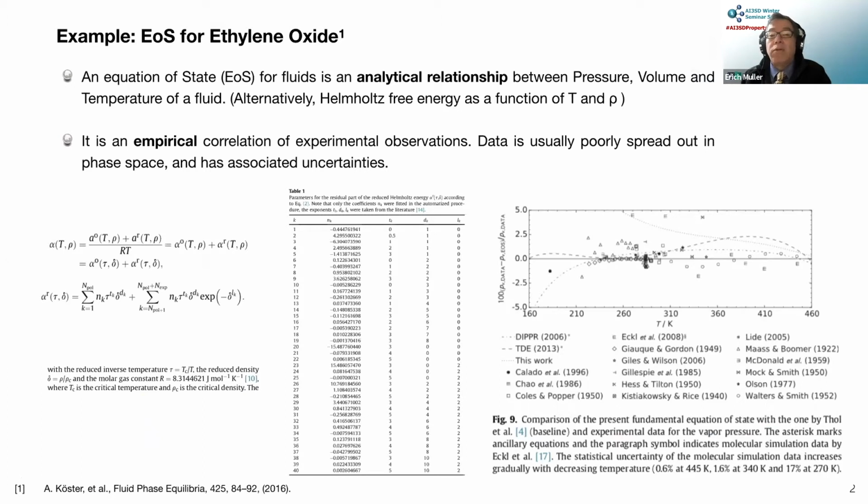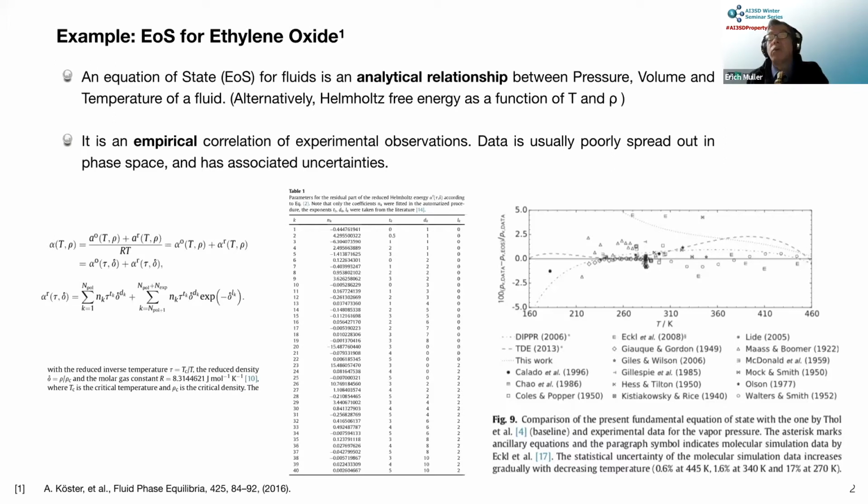So the general topic of today's talk is about equations of state. And equations of state is basically an analytical relationship between pressure, volume, and temperature. And from undergraduate studies in chemistry, you remember the ideal gas laws as a typical example of this analytical relationship between these macroscopically observed properties. More fundamentally, we can actually use a free energy as a way to calculate that relationship between temperature and density, and we'll go into that a little bit later. But basically, it's an empirical correlation of experimental observations.